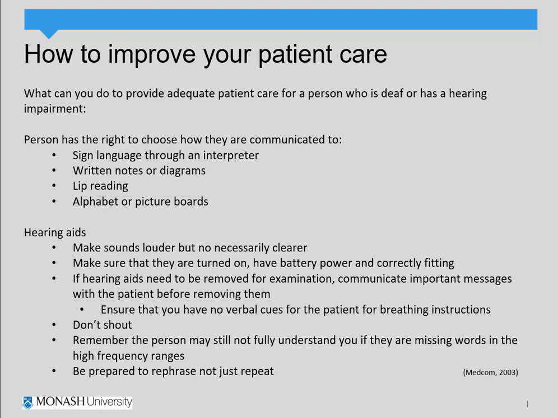People who have hearing impairment are really, really good at interpreting what somebody is saying to them, even if they're missing some of the sounds or some of the words. It's important that we are prepared to rephrase what we say, not just repeat it. So if someone has misunderstood what you said, it may be that a lot of the words that you have used have sounds in those high frequency ranges that they can't understand. And so just repeating yourself, they're still not going to get a clear message. You actually need to rephrase what you have said, and maybe they will pick up some of those missing pieces of information.